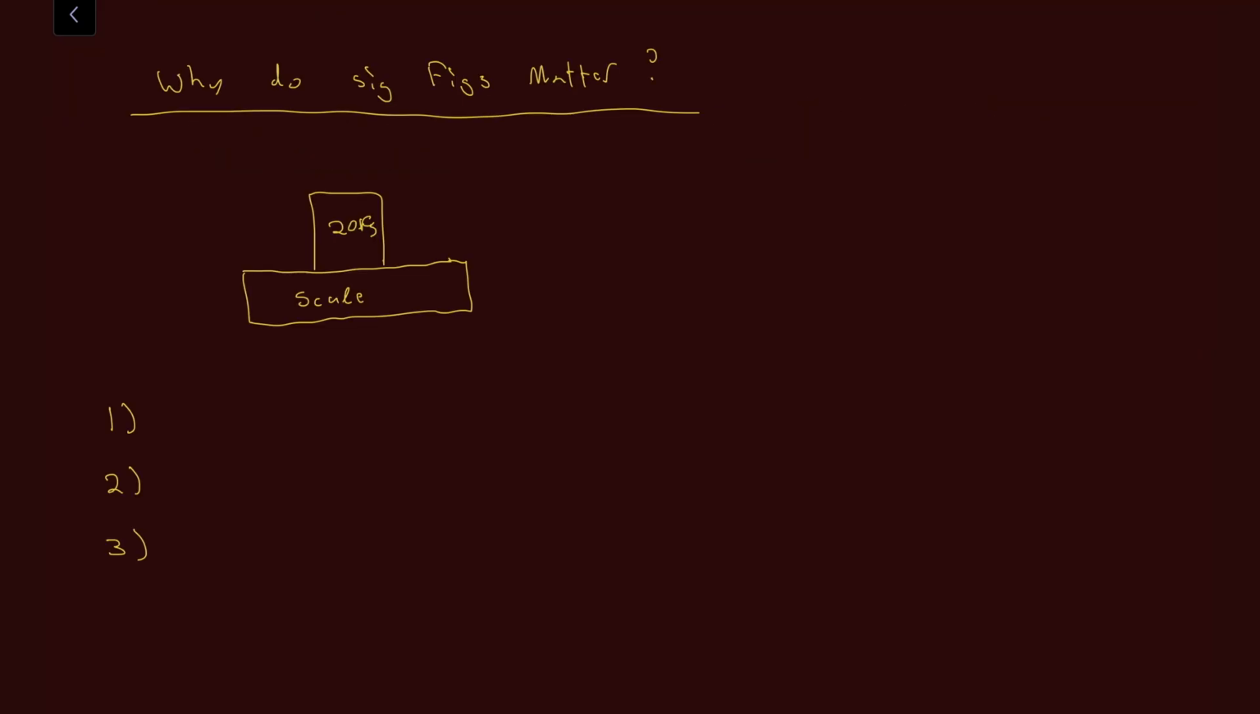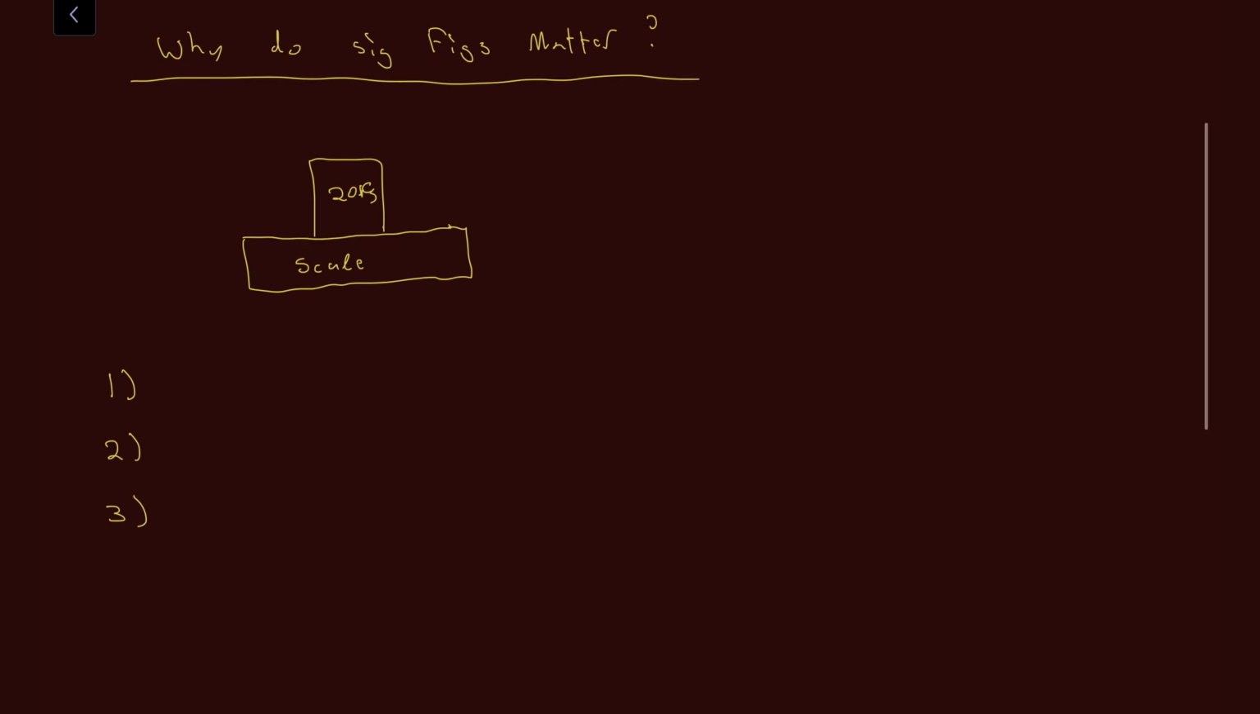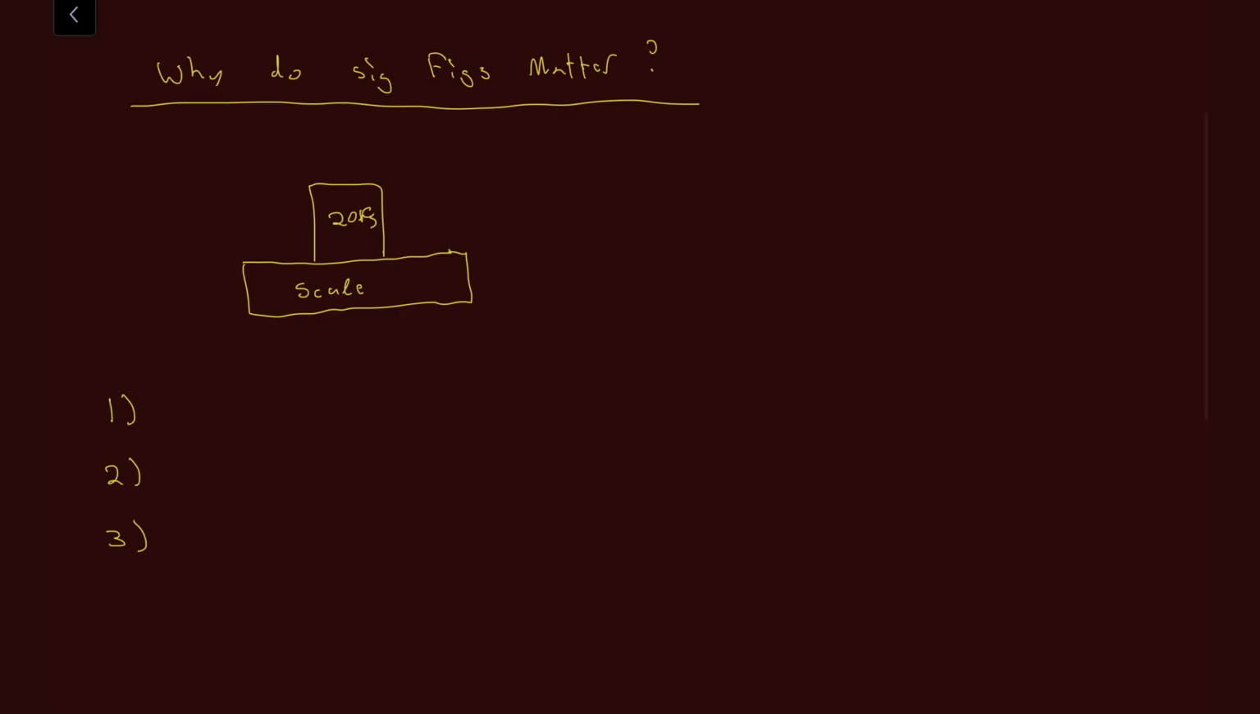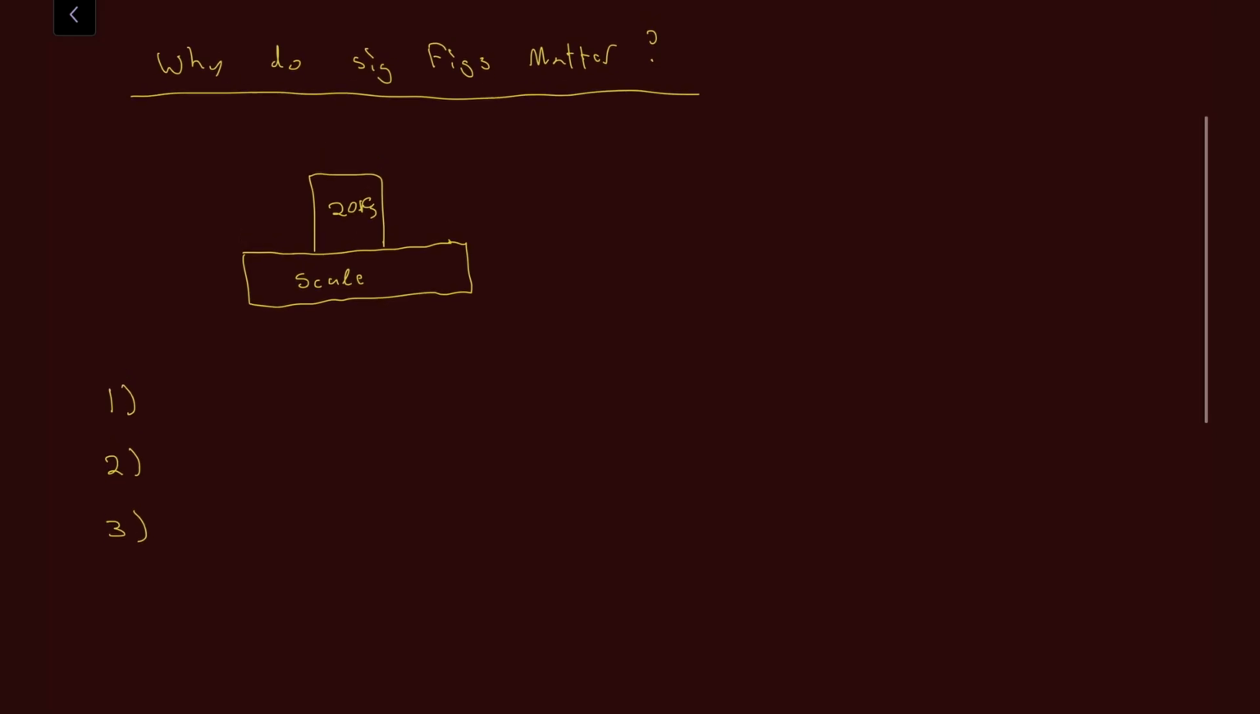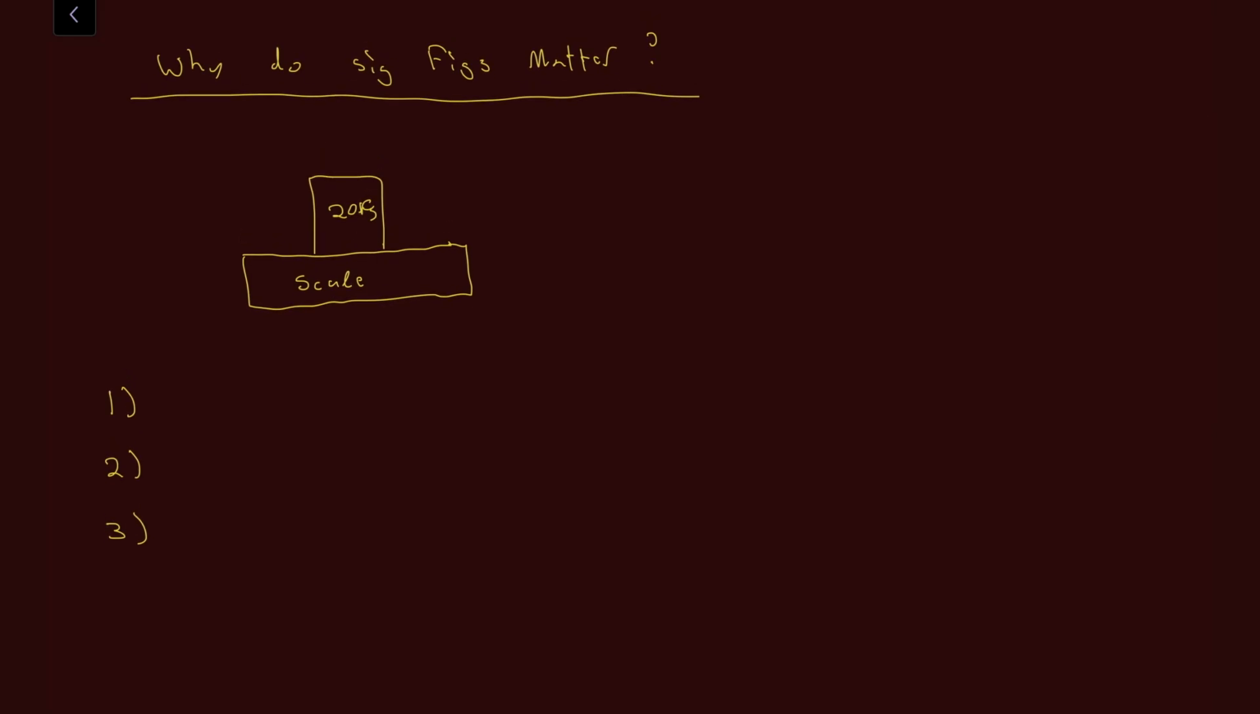So let's get started. First, we're going to talk about why sig figs even matter. And here's the insight that changes everything. Every number you work with has to come from a measurement, and every measurement comes with built-in imprecision. So let's take, for example, a scale weighing a block, and we get the following three measurements.